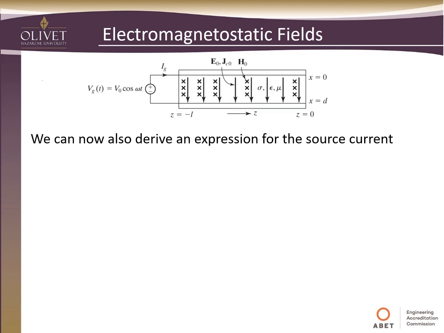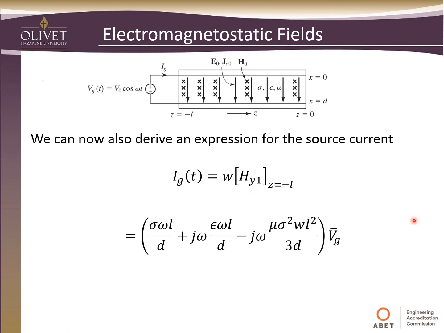We can now also derive an expression for our source current. Our source current should be equal to the width times our magnetic field. And when we plug in the values for each of the scenarios, this would be due to resistance, this would be due to capacitance, this would be due to inductance.